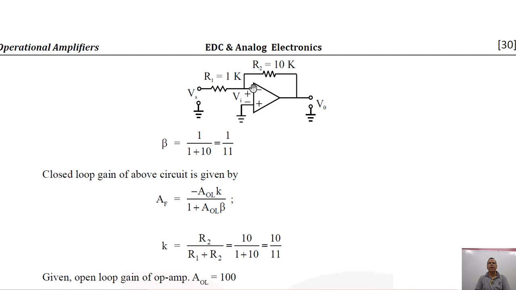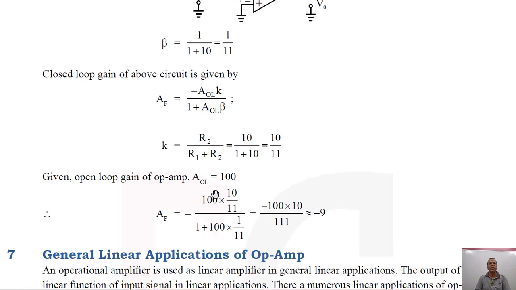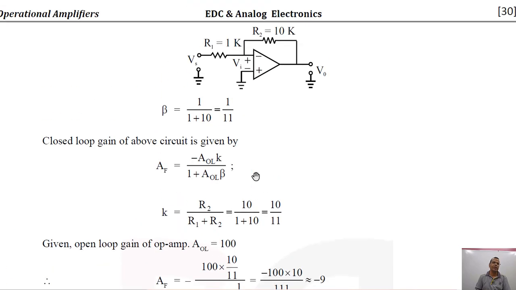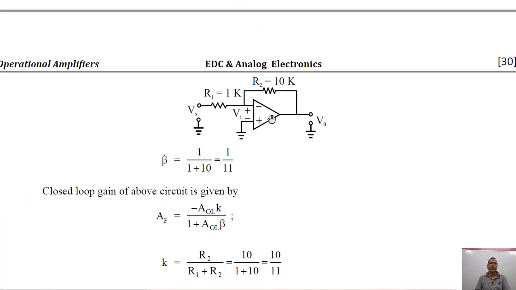And closed loop gain for inverting configuration is given by AF equal to open loop gain into K. K is called attenuation factor here, divided by 1 plus AOL beta. And attenuation factor is given by R2 by R1 plus R2, so that is 10 by 11. So by simply putting the values of AOL, beta and K, we find the closed loop gain of the inverting configuration given to you. So answer is minus 9. So B is your correct answer.